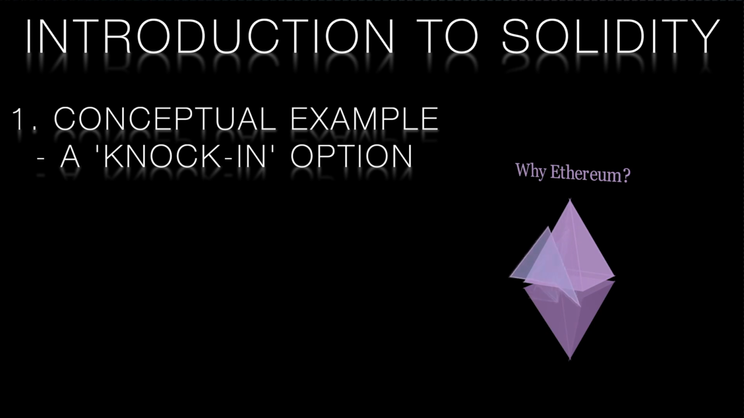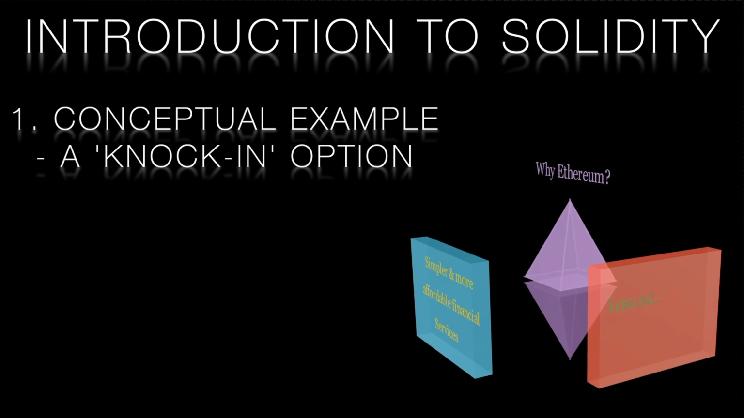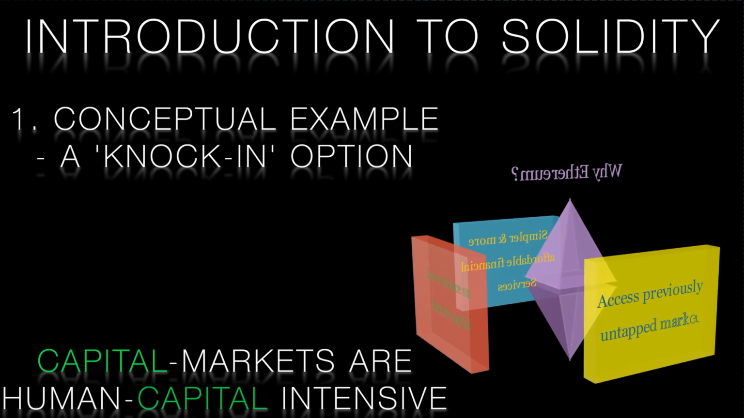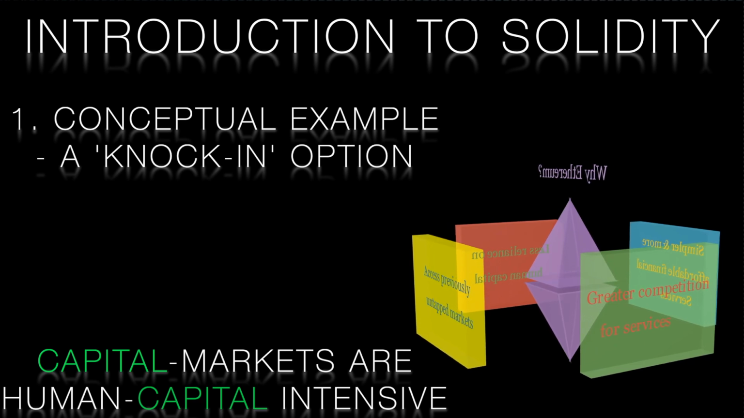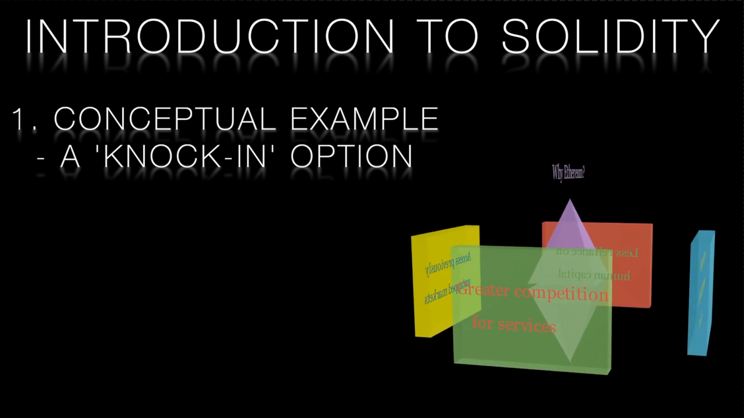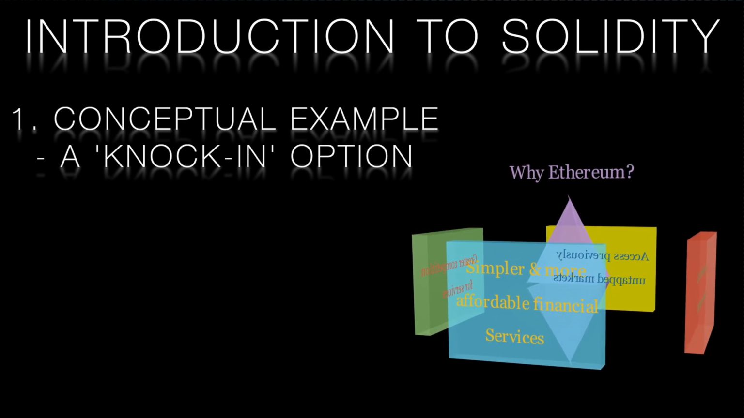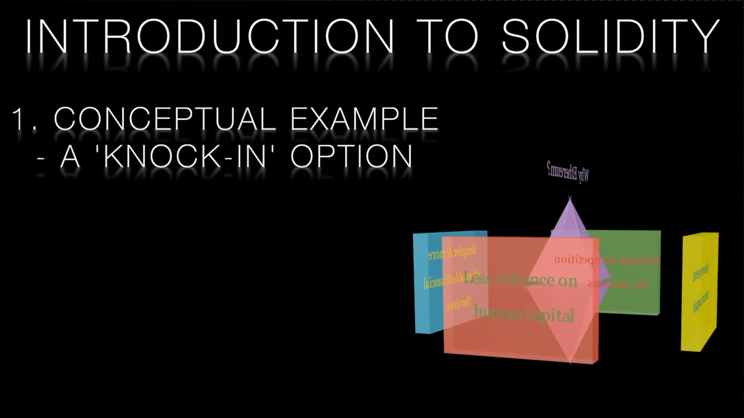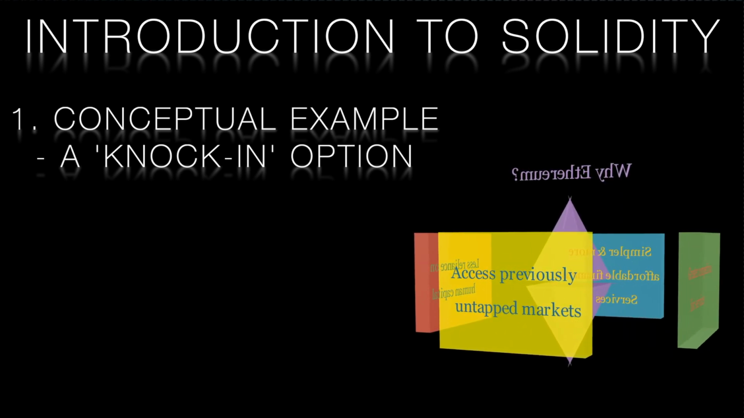Ethereum and Solidity are designed to provide simpler and more cost-effective services to more people. The human capital intensive nature of capital markets means that its benefits are enjoyed by only a small number of large firms, serviced by a small number of large banks. Replacing human capital with Solidity code means that analogous but less complex products can be deployed to bring the benefits of capital markets to a larger number of smaller firms.